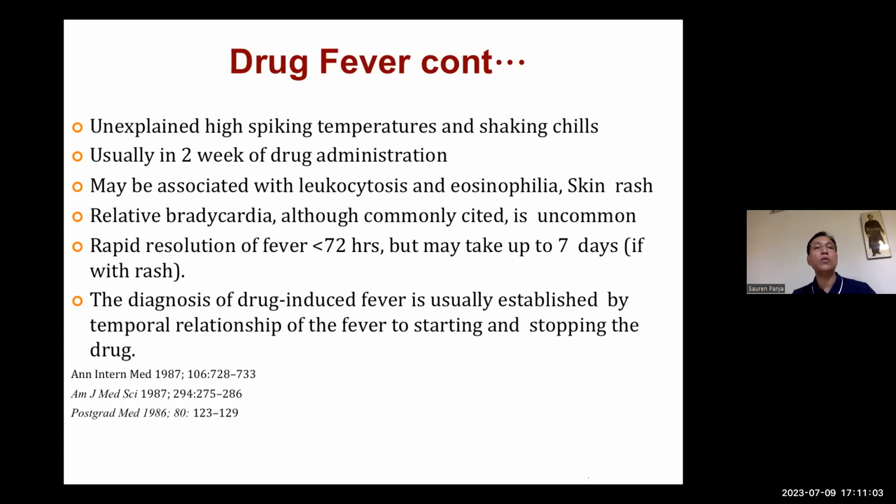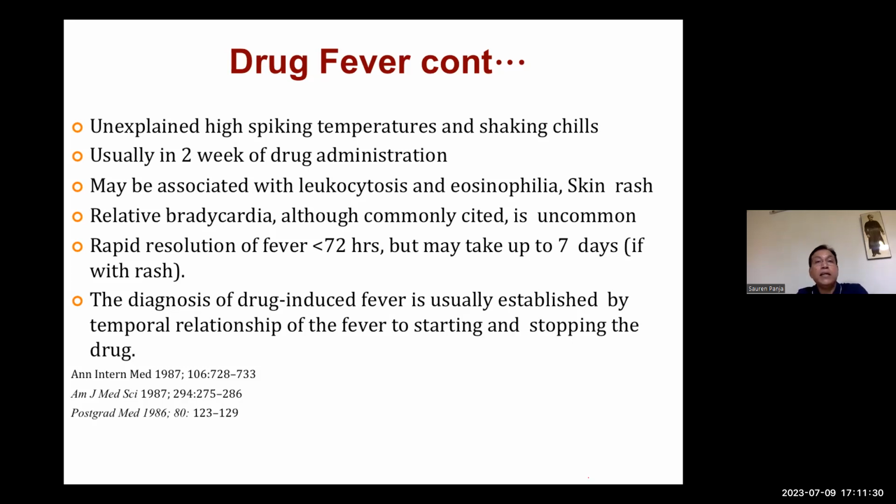So how can you diagnose? Unexplained high spiking temperature and shaking chill, usually within 2 weeks of the drug administration, may be associated with leukocytosis, eosinophilia, skin rash. If this combination is there, along with alteration of LFT, there is one syndrome called DRESS, okay? So that DRESS syndrome may happen, and that time you must use steroid for the particular patient and stop the drug. That is very important.